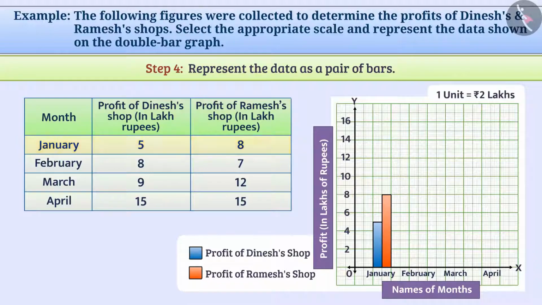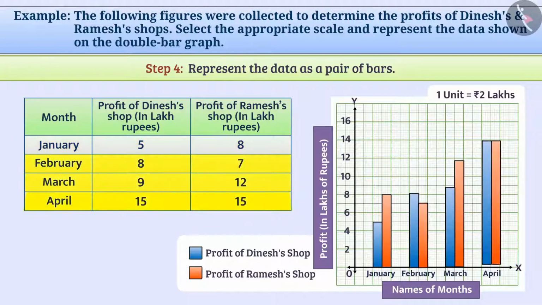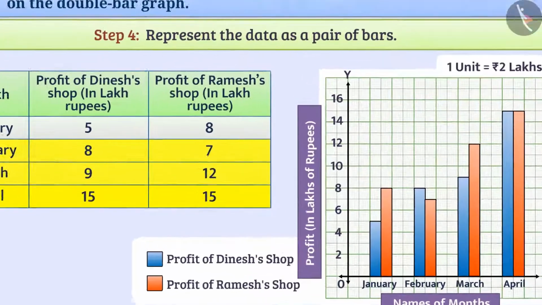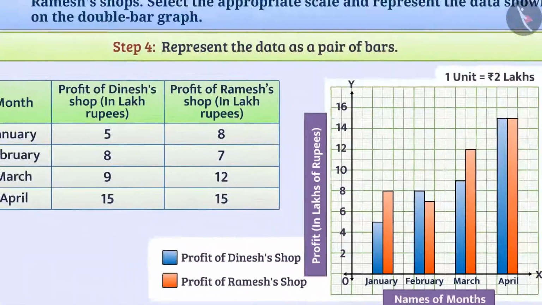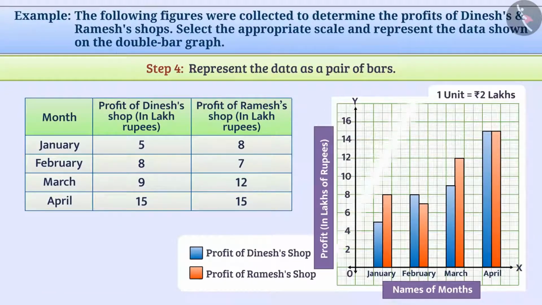Similarly, we will represent the data for all months. Remember that the width of the bars is kept the same here and the distance between pairs of bars is also kept the same. In this way, we have drawn a double bar graph.